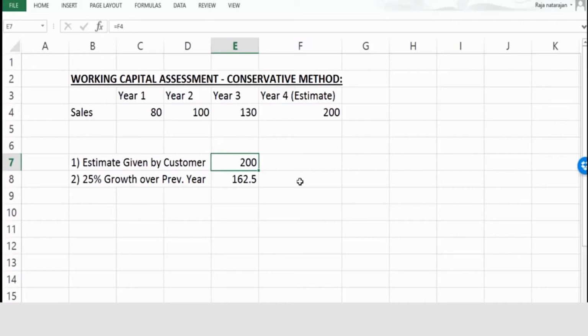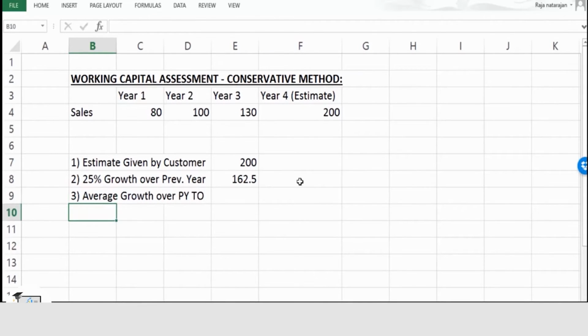So we have to see whether there is a possibility that this customer would achieve the turnover of 200 million. The banks may have one more criterion where they will apply average growth over previous year turnover. So what is going to be the average growth? Look here: between year 1 and 2, what is the growth rate? Between year 2 and 3, what is the growth rate? Then try to apply the average.